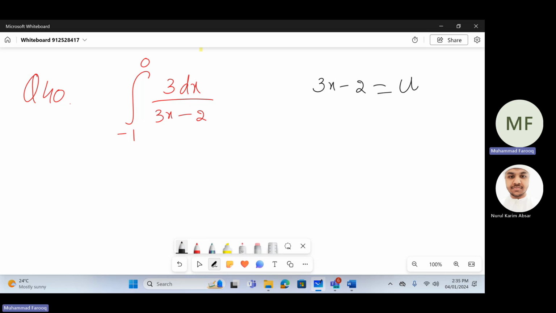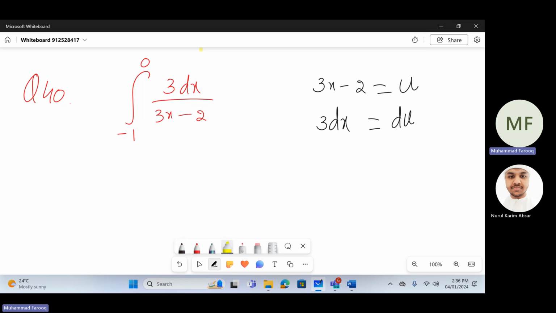Now differentiate. Take the differential on both sides. The differential of 3x is 3 times dx. The constant has derivative 0. What is the u differential? du. After taking the differential, just stop here. Go back to the question and try to match. In my calculation, I got 3dx. Do you have 3dx in your question?